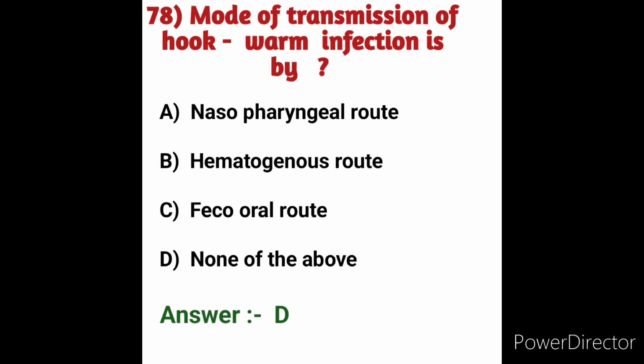Here the mode of transmission is through food and water. Nasopharyngeal, hematogenous and fecal-oral routes are listed, and the remaining option is none of the above, so there is no matching answer. Hookworm infection occurs through water and food.